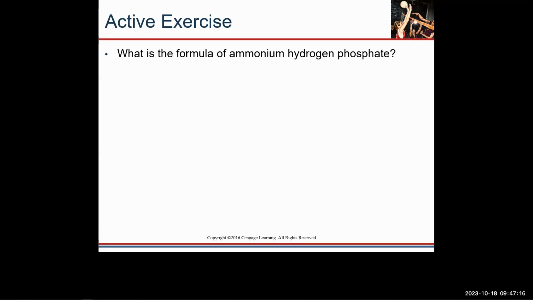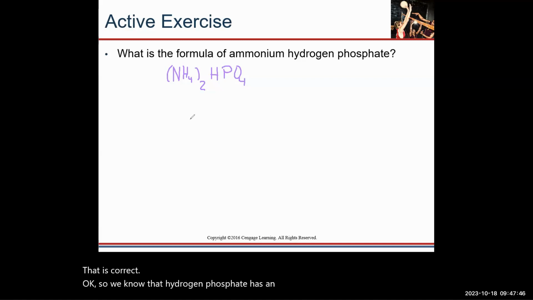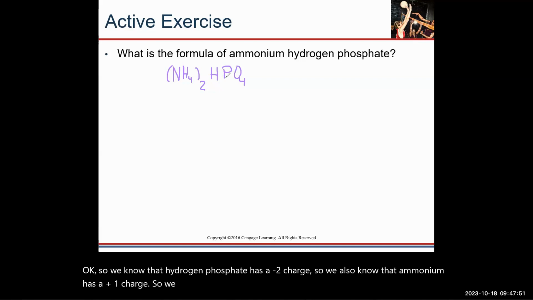Isn't it going to be parentheses NH4, parentheses 2, and then HPO4? That is correct. Okay, so we know that hydrogen phosphate has a -2 charge. So we also know that ammonium has a +1 charge. So we need 2 of those to balance out that charge. That's it. Good job.